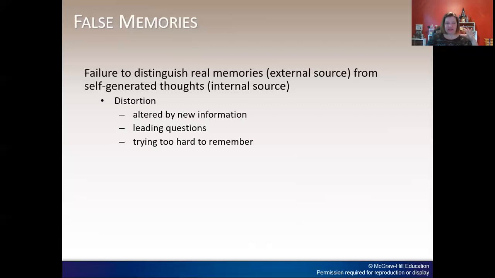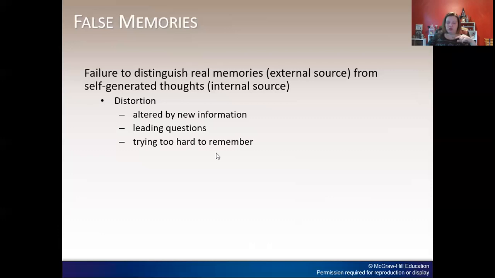So it's a distortion. Again, going back to altered by new information, distortion can be altered by new information. You thought it was something, but new information comes out and you're like, oh yeah, so now the brain has to say, well, now I need to put this into perspective. Leading questions, going back to, how did I ask the question?